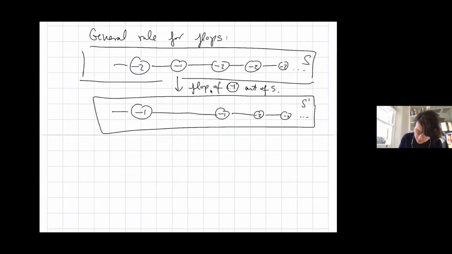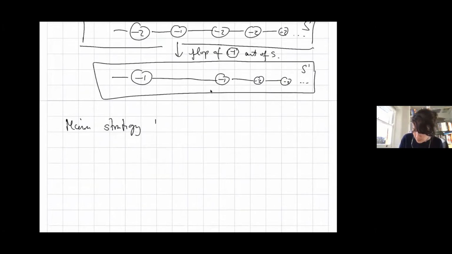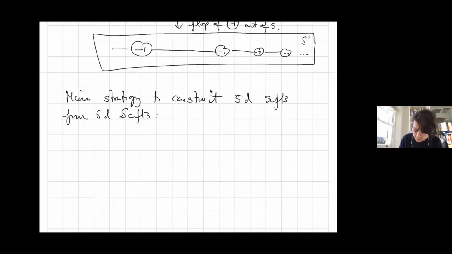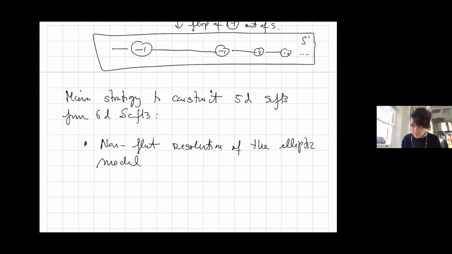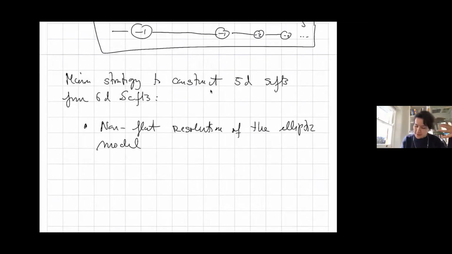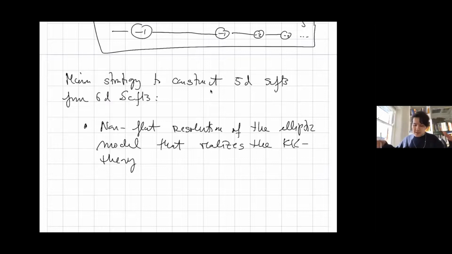So the main strategy is to construct 5D SCFTs from 6D SCFTs is basically do the non-flat resolution of the elliptic model, right, with its non-minimal singularity, and find here the non-flat resolution that realizes the KK theory. So morally speaking, what this means is, in most cases, it has the flavor curves for the 6D flavor symmetry.